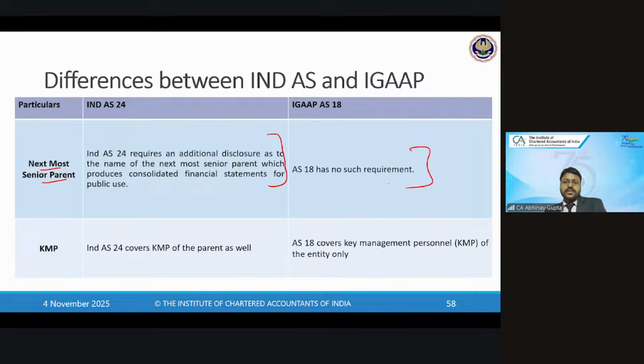No such discussion under AS 18. AS 18 was altogether silent on this. KMPs: Ind AS 24 covers KMP of the parent as well, whereas AS 18 covers KMP of the reporting entity only, right? That is the difference which we discussed when we started in the morning, correct?